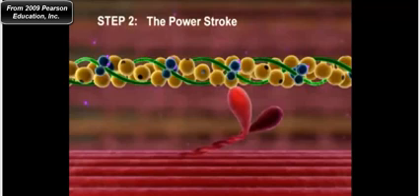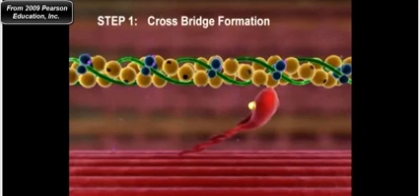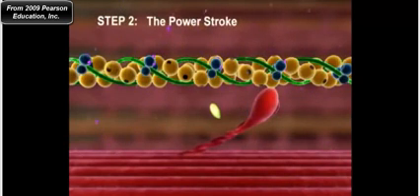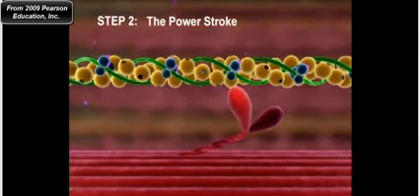Let's watch that again because it's really important. Let's go back a little bit. So phosphate dissociates, which strengthens the myosin-actin interaction, and then ADP dissociates from the myosin active site, and then what you get is the power stroke. Notice the contraction. Okay, so hopefully that makes a little bit of sense.